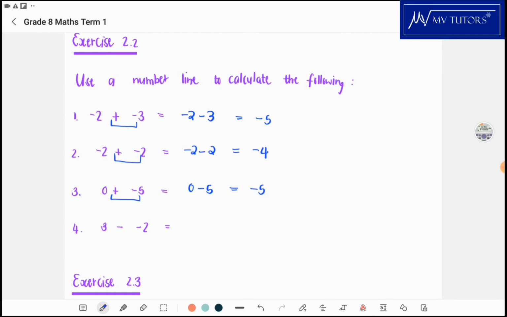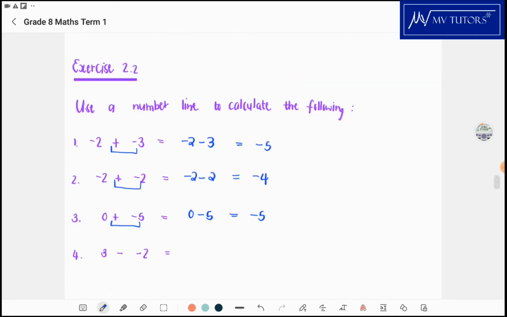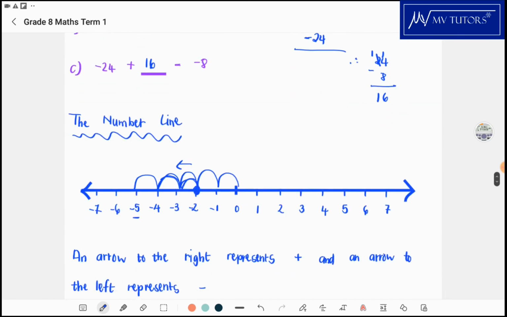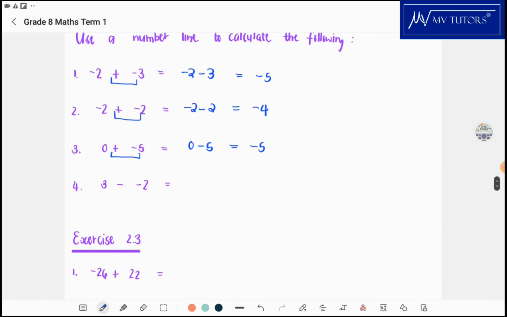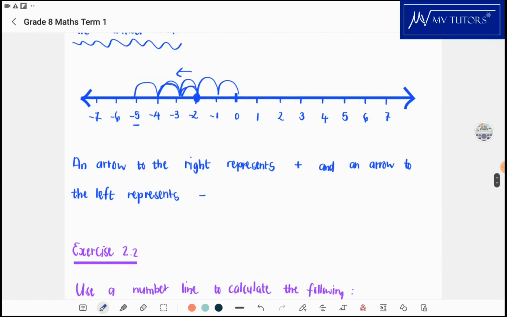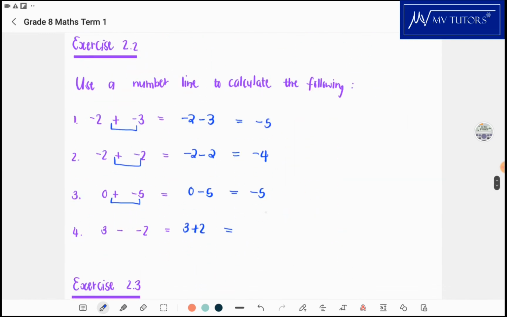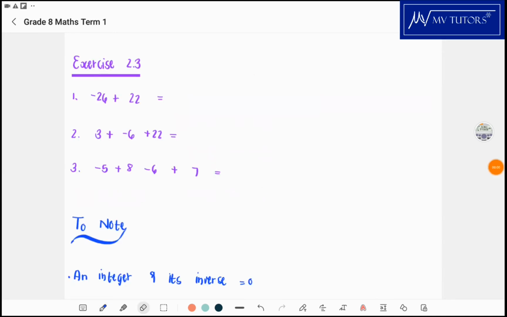And then what if we have 3 minus minus 2? I hope you remember from the examples that I was doing that a minus and a minus actually give you a plus. So minus minus 2 actually turns into a plus. So 3 plus 2, that is easy. We don't even need the number line, but let's just say we have it there. We're adding 2, we're going to the right. So we're at 5. I hope it's clear now how to use a number line. But you guys are smart, you've got this already. Now let's have a look at exercise 2.3.